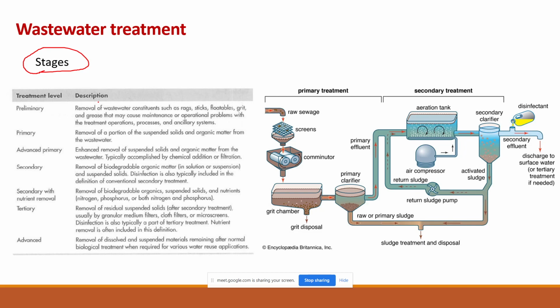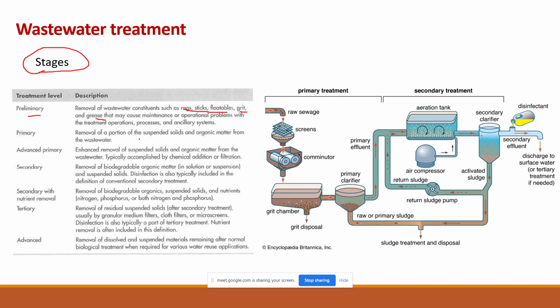So now coming back to the stages, we have different kinds: preliminary, primary, advanced primary, secondary, tertiary, and finally the advanced stage. In the preliminary stage, there is basically removal of coarse or solid material, which are larger materials like rags, sticks, or floatables. Including this, there is also removal of grit, grease, and sand. These different kinds of materials are removed in the preliminary stage.